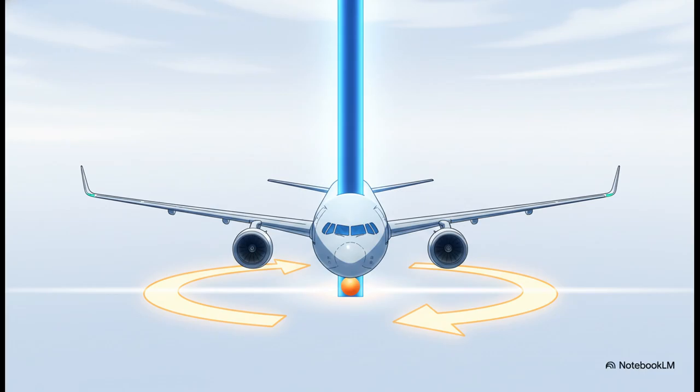This one's arguably the easiest to visualize if you just imagine a giant pole dropping straight down from the sky, passing vertically right through the aircraft's center of gravity. If the airplane pivots around that vertical pole, the nose sweeps horizontally left and right. That flat side-to-side motion is termed yaw. It's kind of like turning your head to look left or right without actually tilting it.